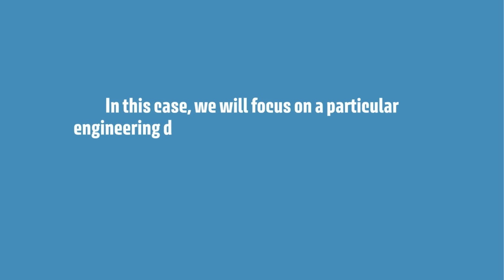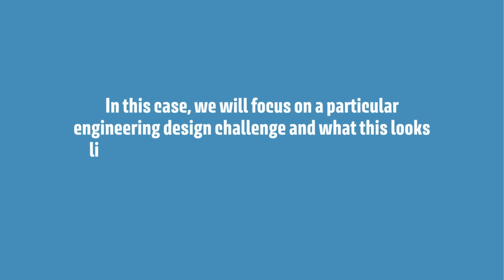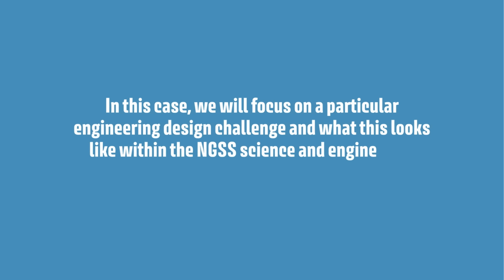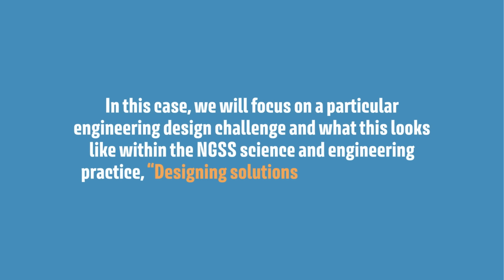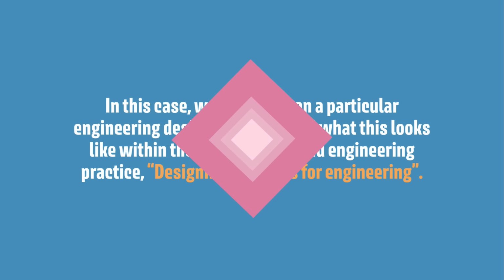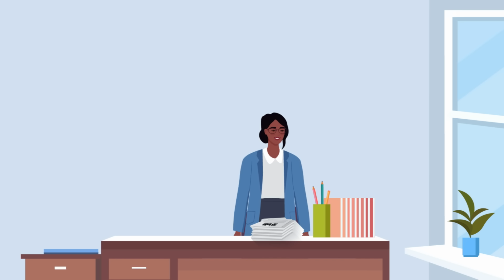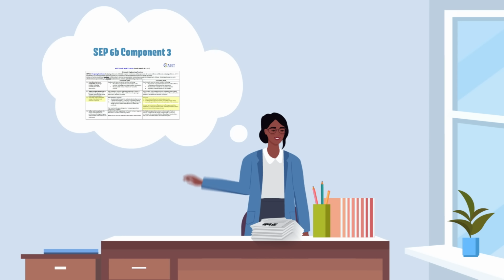In this case, we will focus on a particular engineering design challenge and what this looks like within the NGSS science and engineering practice, designing solutions for engineering. To give you a tangible example of how the toolkit can be applied in classroom environments, let's focus at the 3 to 5 grade band in Component 3 of the SEP 6B guideline.